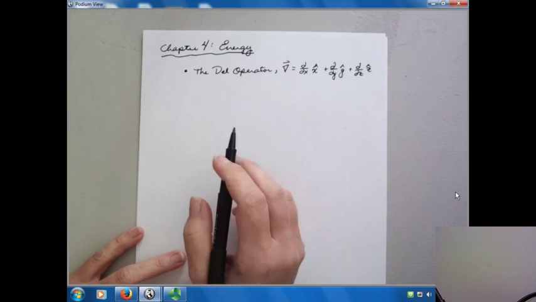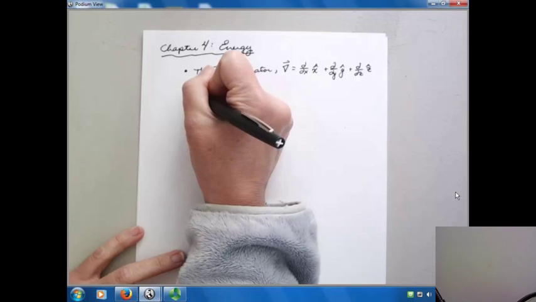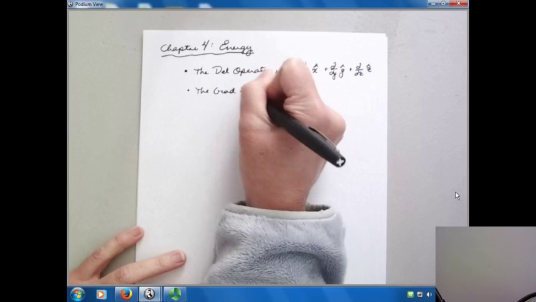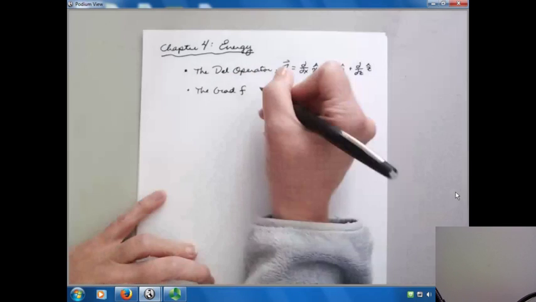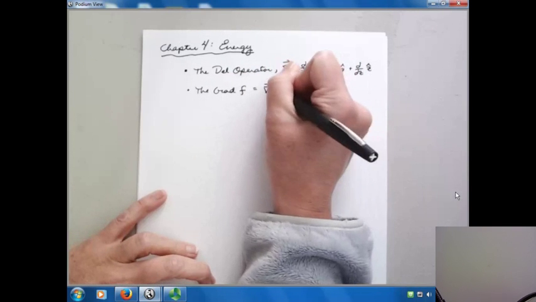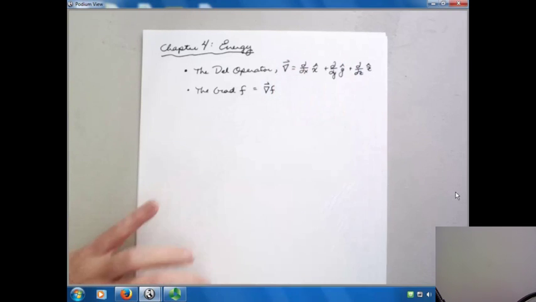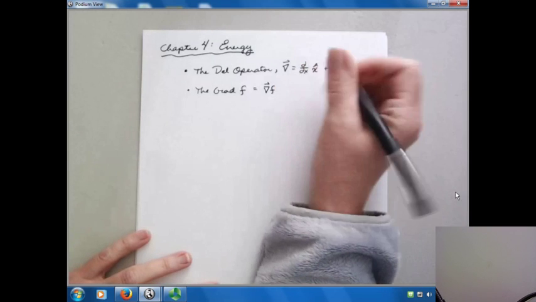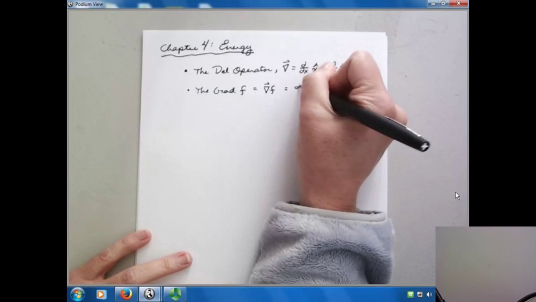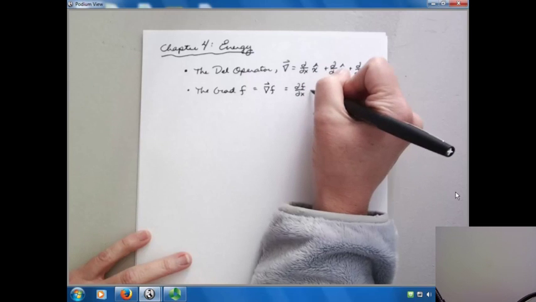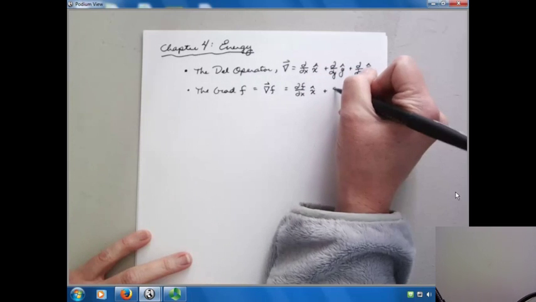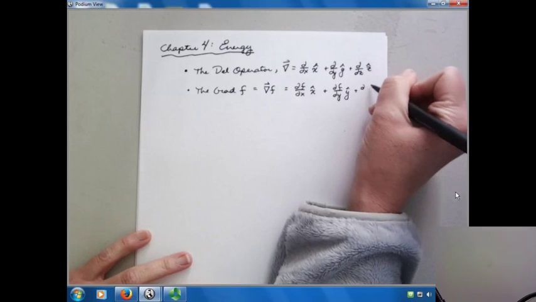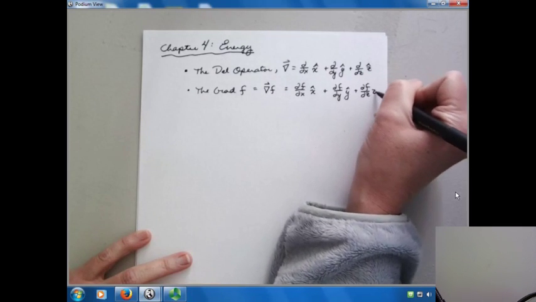And we'll be using this del operator to calculate the gradient, or the grad. So let's say that we take the gradient of a function f. In that case it is the del operator acting on f, which is a scalar function of maybe x, y, and z. That will give us the partial of f with respect to x in the x direction plus the partial of f with respect to y in the y direction, and the partial of f with respect to z in the z direction.